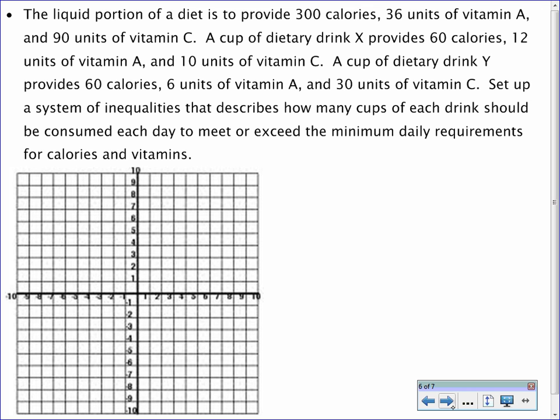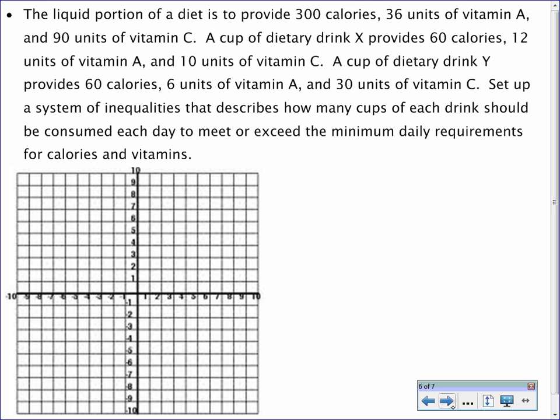So, a liquid portion of a diet is to provide 300 calories, 36 units of vitamin A, and 90 units of vitamin C. A cup of drink X provides 60, 12, and 10. A cup of drink Y provides 60, 6, and 30. Set up a system of inequalities that describes how many cups of each drink should be consumed each day to meet or exceed the minimum daily requirements.